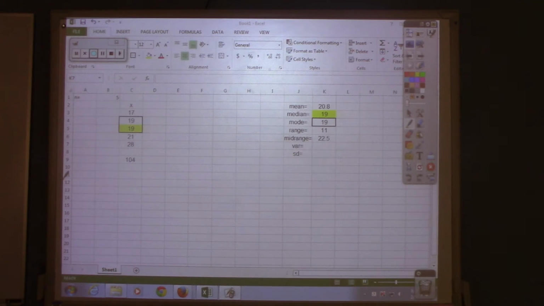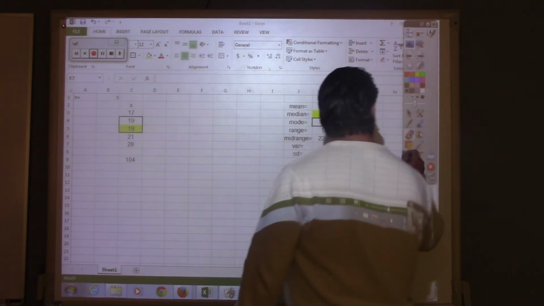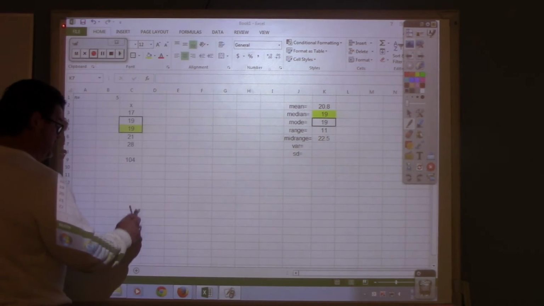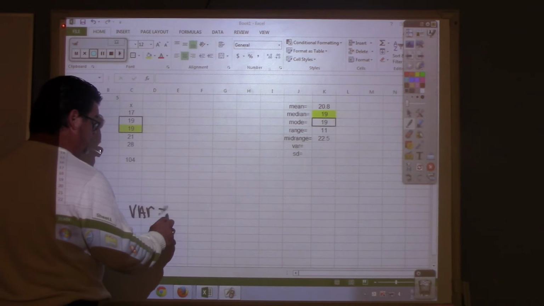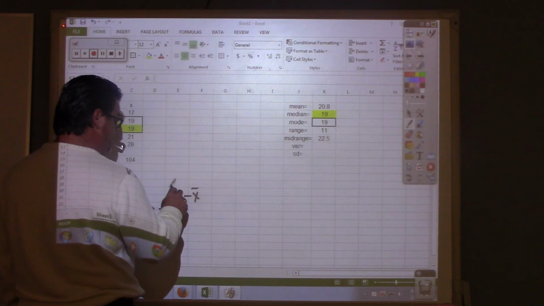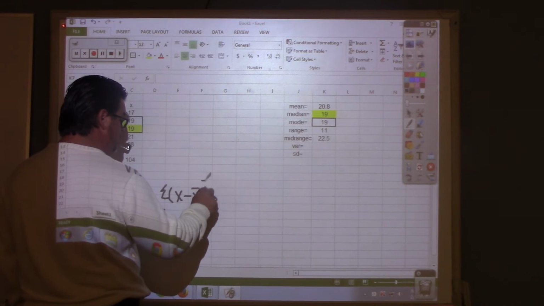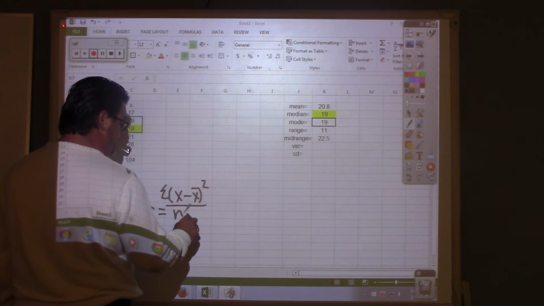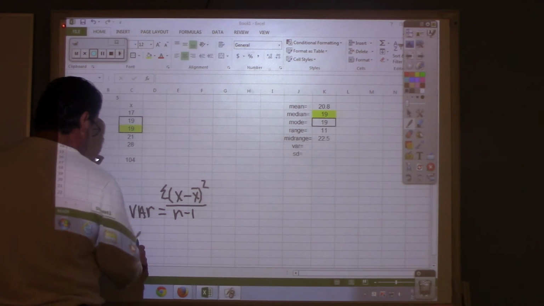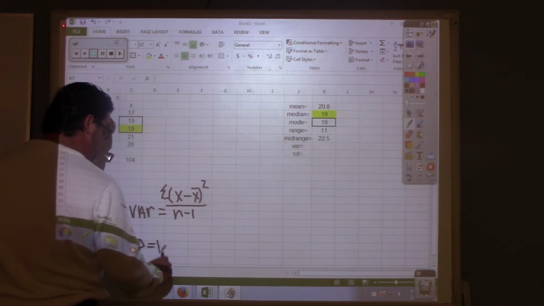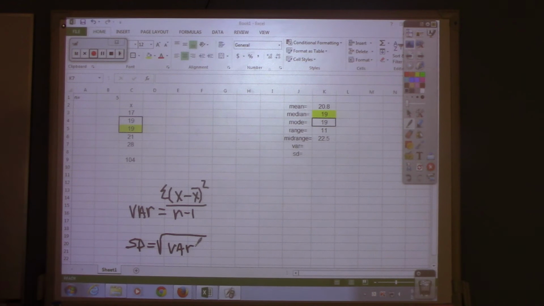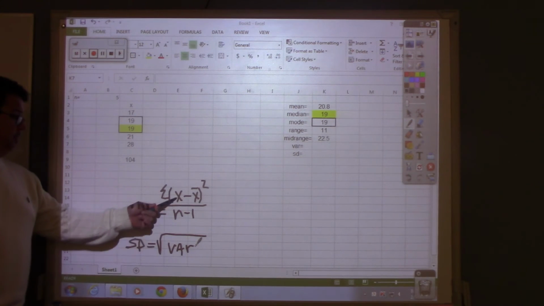The formula for the variance and standard deviation is the same formula, except one has a square root. The variance is equal to the summation of x minus x bar, quantity squared, over n minus 1. And then the standard deviation is equal to the square root of the variance, which is that. So that would be under here.